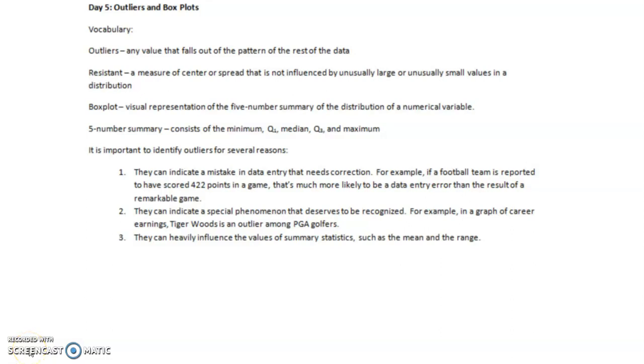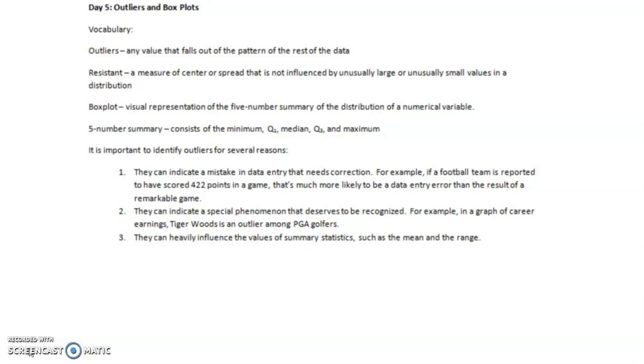Today's lesson is on outliers and box plots. Outliers are any value that falls out of the pattern of the rest of the data. Resistant is a measure of center or spread that is not influenced by unusually large or unusually small values in a distribution. A box plot is a visual representation of the 5-number summary of the distribution of a numerical variable. The 5-number summary consists of the minimum, Q1, median, Q3, and maximum.